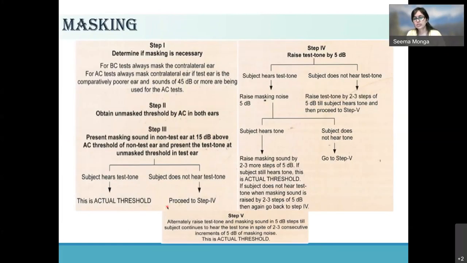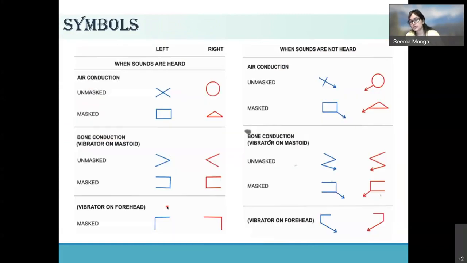So this is Hood's plateau method for masking. These are the symbols you all know. What are the symbols for masking? For air conduction, cross is used, and then circle is used. If we are masking, we use this rectangle and triangle. For bone conduction, we use this. So whenever you get an audiology report in your hand, always check whether your audiologist has done masking or not. If these symbols are used, that means he has done masking.